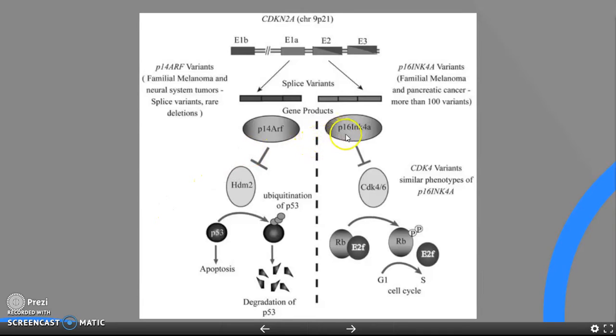Likewise, we have our P16INK protein up here, and whether or not it binds to CDK4-6 determines whether the cell will continue dividing or it will be inhibited, as shown between these two options here.